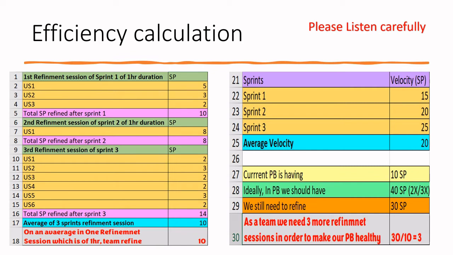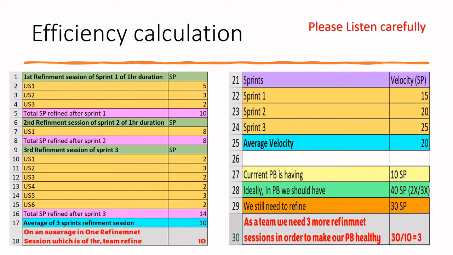Now, how can we calculate it against velocity? So moving to the right side picture, sprints velocity. Say for instance, my team members can achieve some 15 story points at the end of sprint 1. My team members' velocity is 15 story points, and in sprint 2 they can achieve some 20 story points, and in sprint 3 they can achieve some 25 story points. So this is my team members' velocity.